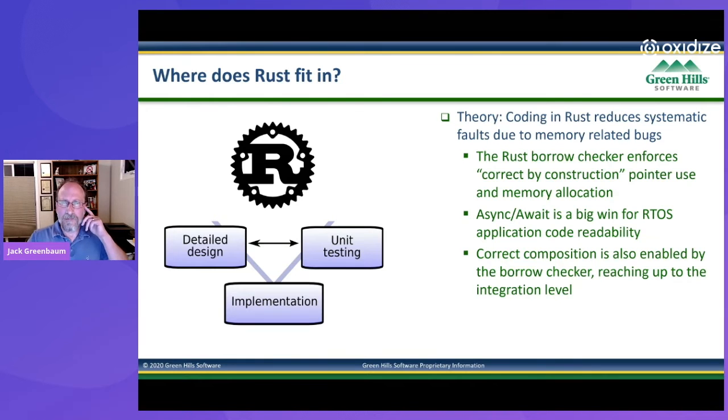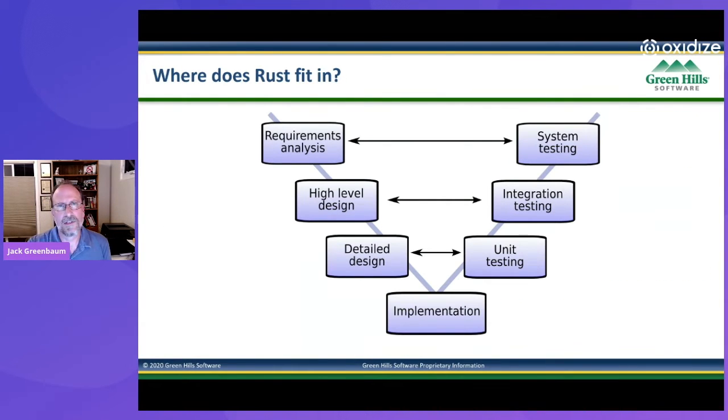And then we think that the benefits of Rust actually extend above the unit level. Correct composition is also enabled by the borrow checker. So we think it reaches further up. But there's a context here. That context is this V model, and it's been developed over a very long time. Functional safety isn't a new concept. The V model, preventing systematic faults, it's not a new thing.